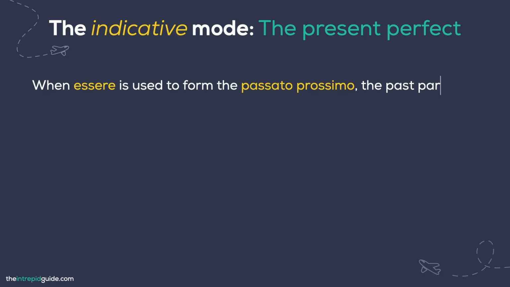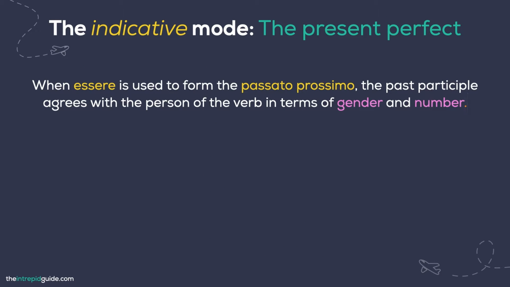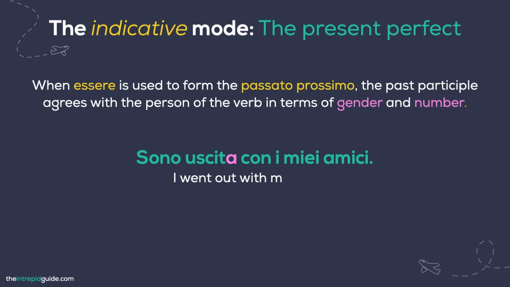When essere is used to form the passato prossimo, the past participle agrees with the person of the verb in terms of gender and number. For example, sono uscita con i miei amici. I went out with my friends. The person is lei, which is feminine singular.